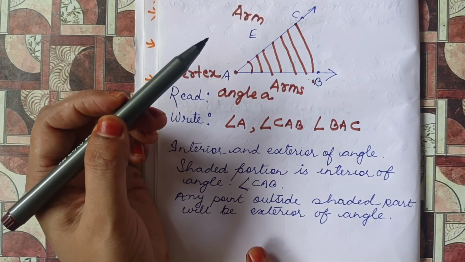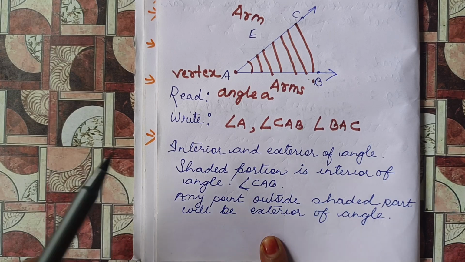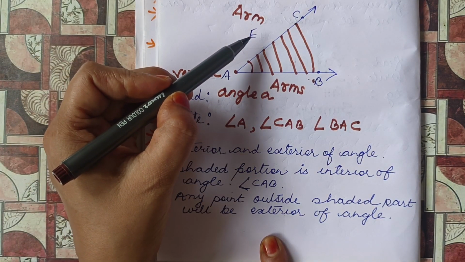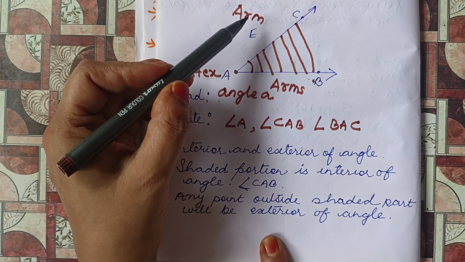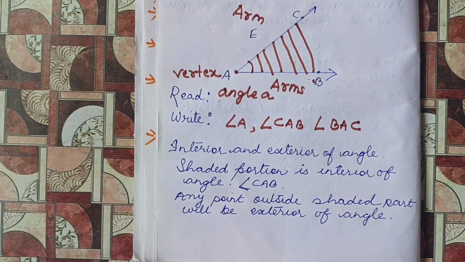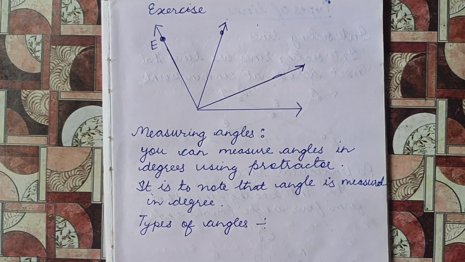Now what is the exterior of an angle? Any point outside the shaded part will be the exterior of the angle. For example, this E lies at the outer side of the angle, so it is the exterior of an angle. Hope you are clear with this part. Now let us move on to the exercise.